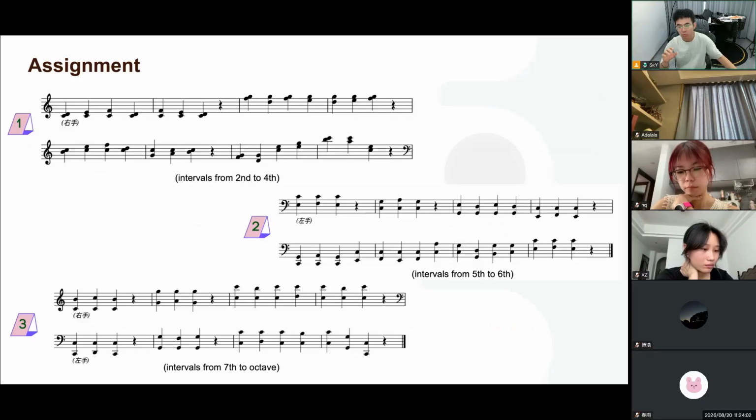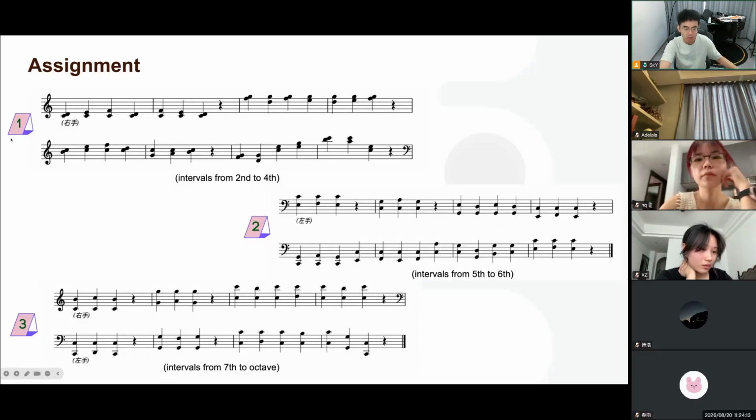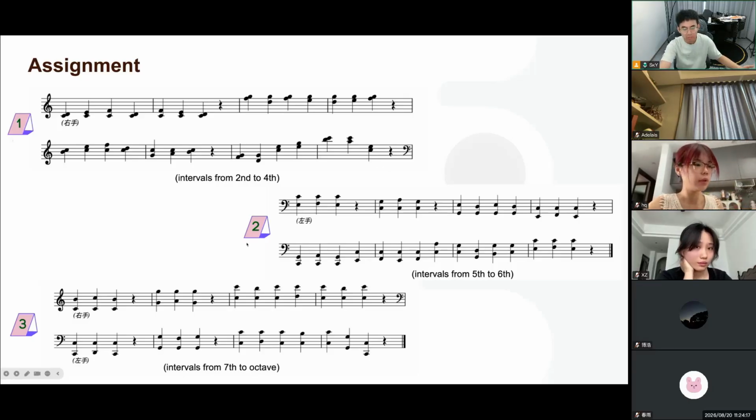Then we practice quickly identifying notes based on the visual patterns of different intervals. We divided this into 3 practice sessions. First, intervals from 2nd to 4th. Second, intervals from 5th to 6th. Third, intervals from 7th to octave.